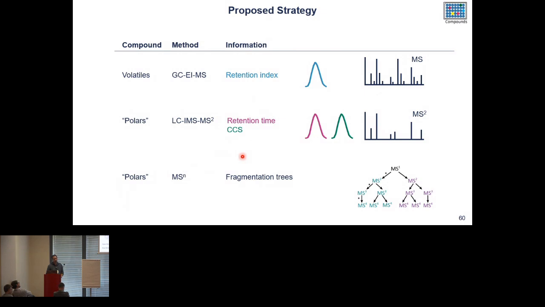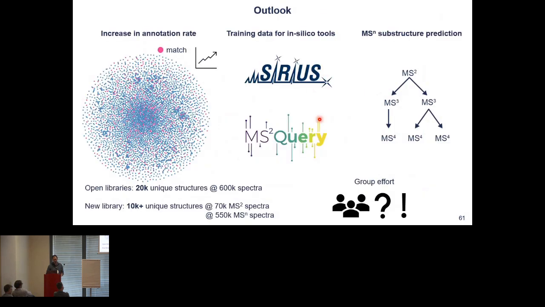And why should this be useful? Well, I hope it would increase the annotation rates in untargeted metabolomic experiments. It would definitely help for training computational tools such as SIRIUS, MS2Query, and so on. But the fragmentation trees could also be helpful for making predictions on substructures in your experiments, because currently there is no open database that contains MSn spectra. There's only mzCloud, but that's not really accessible.